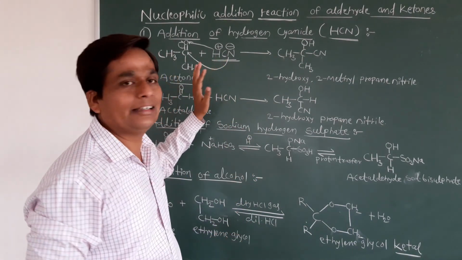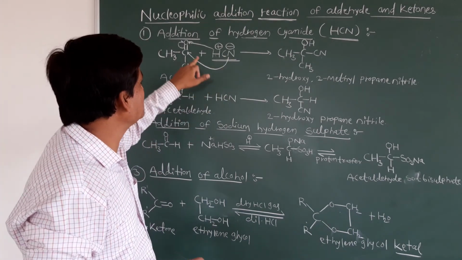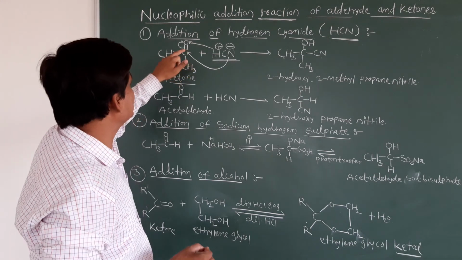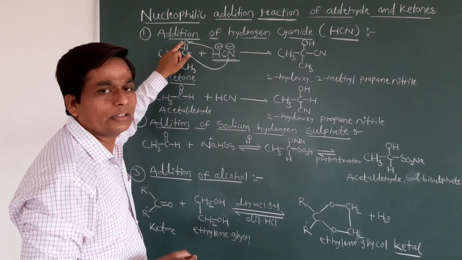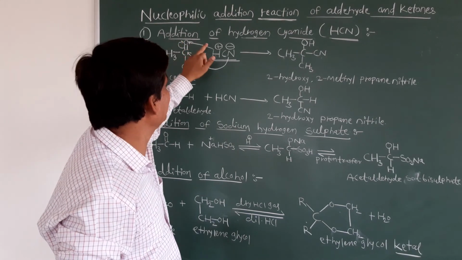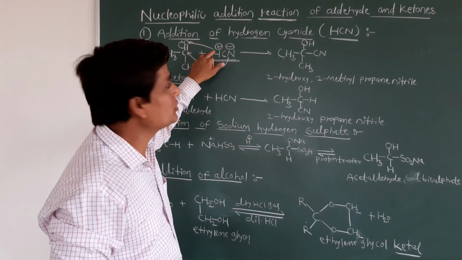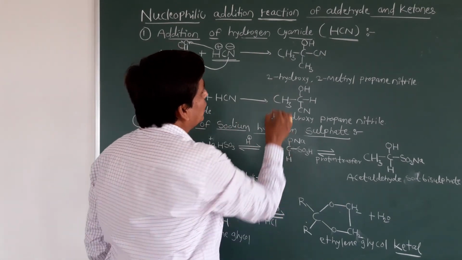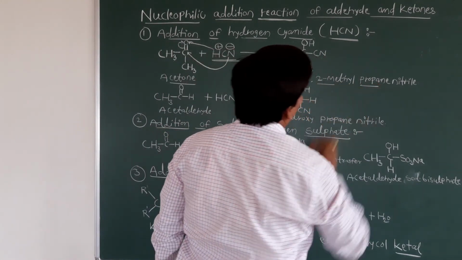So in that, cyanide is a nucleophile. When this nucleophile attacks this carbonyl carbon, what happens? This double bond will shift. This oxygen will now carry a minus charge. Then this oxygen will abstract the hydrogen and it converts into the OH group. So in this way we will get 2-hydroxy 2-methyl propane nitrile.